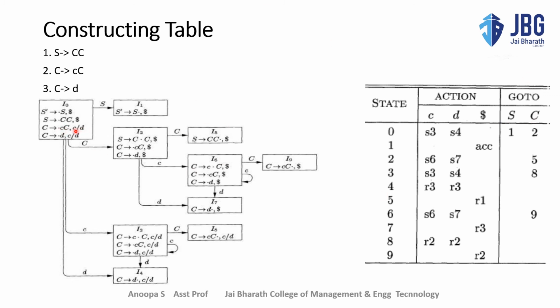Now for state 0, what is the first thing we have to check? Whenever there is a terminal symbol after the dot symbol, then you have to write shift. In this production there is small c capital C, so on c it is going to I3. So I'll write on 0 on c shift 3. The shift action is similar to that of the LR parser. Similarly, in the case of state 1, it is S dash giving S dot comma dollar, so I write on 1 on dollar accept. It is also similar to our LR parser.